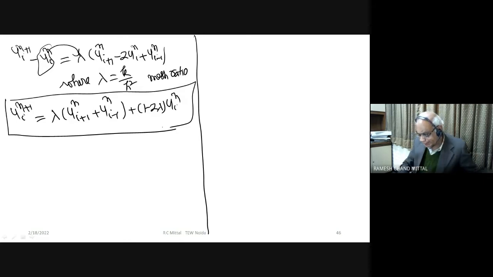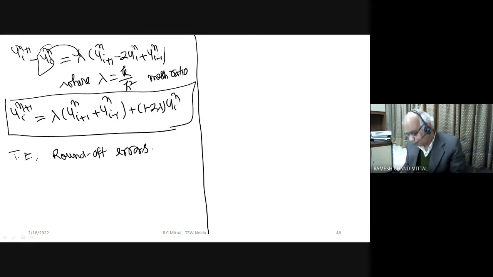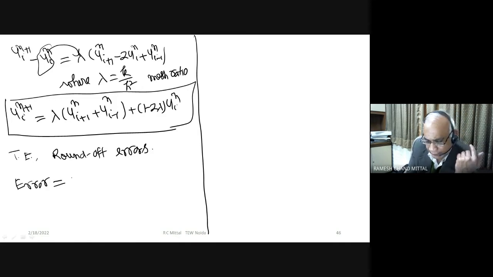Now, before I go to discussing its stability and other properties, there are two, three things which are associated with every finite difference scheme. And I request my friends to listen to me patiently now, because these are concepts one has to know. So there is something called truncation error, and there is something called round-off error. These schemes are approximate schemes designed to be used on a computer, and that's why they have error. They are not exact solutions. So we know there is error, but what kind of error do we have? We have two kinds of error: one is truncation error, and the other is round-off error.